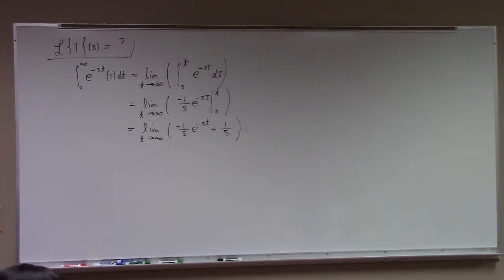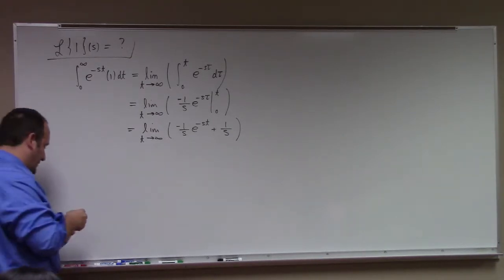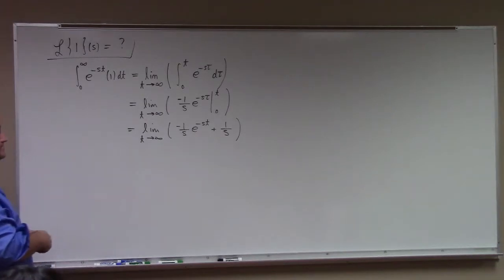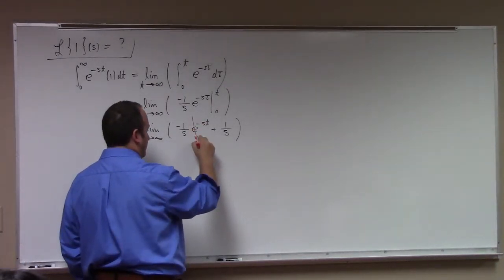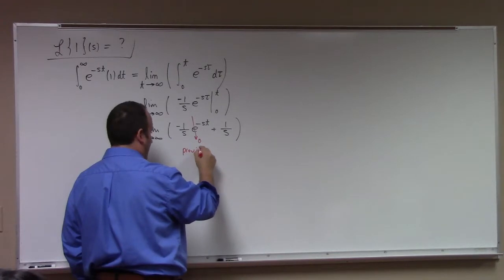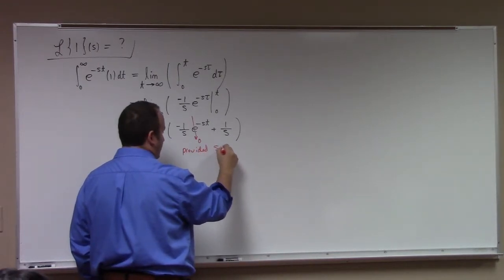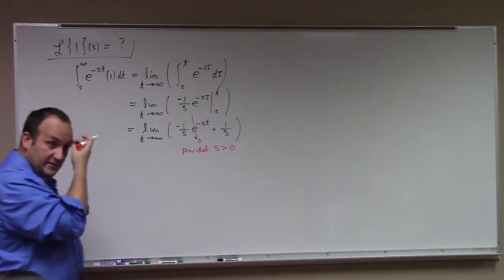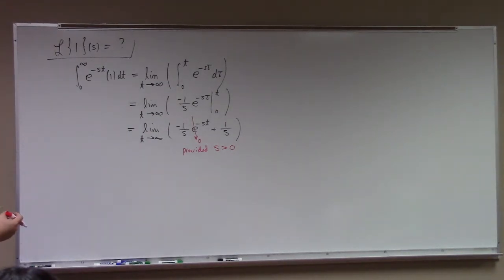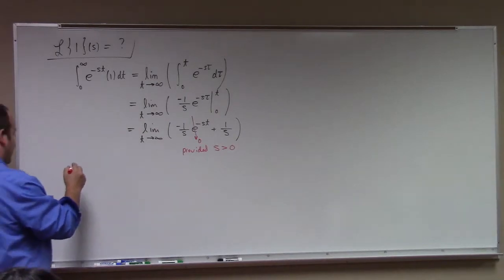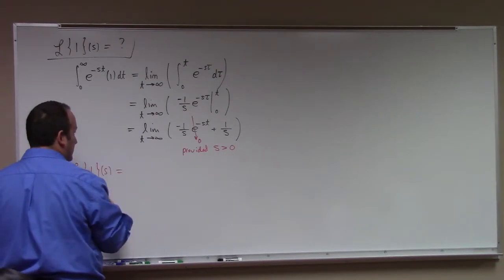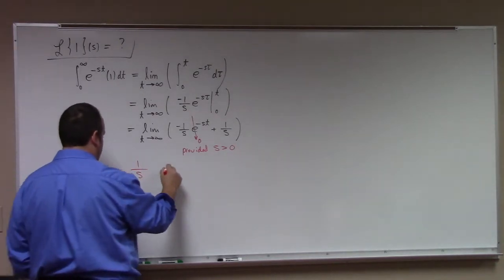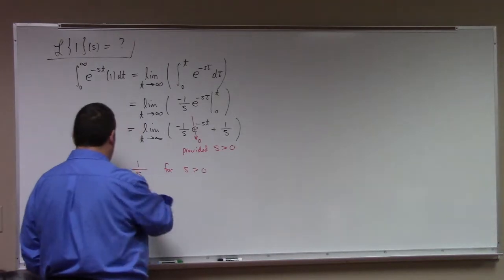So what can you tell me about the limit here? This goes to 0, provided what? s is greater than 0. So the strings attached here are that the Laplace transform of the constant 1, as a function of s, is just equal to 1 over s for s greater than 0. And there you go.